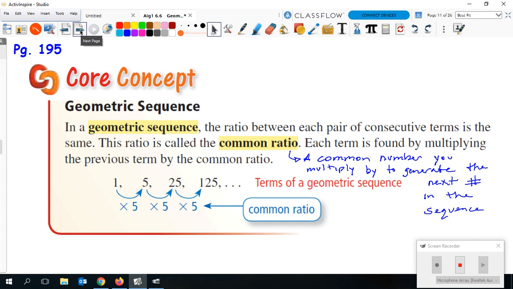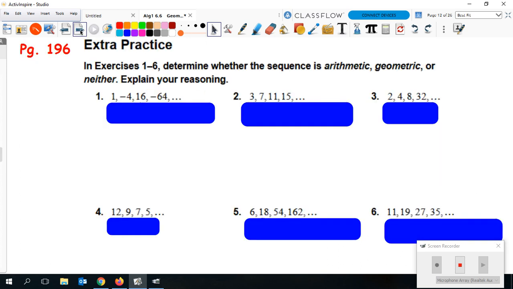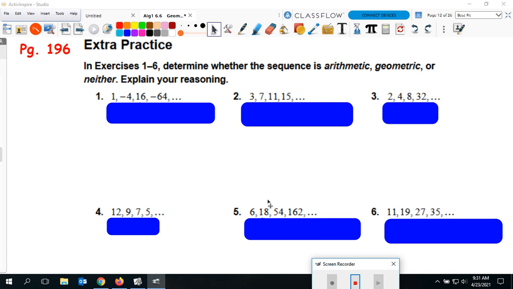All right, let's move on to looking at our extra practice there on 196. So if you turn your page in your book at the top of 196, you'll see these 6 problems. It says to determine whether the sequence is arithmetic, geometric, or neither. And so I'll go ahead and take a look at 3 of these, and you can take a look at 3 of them yourself. So I'll move this down a little bit. So we have number 1.